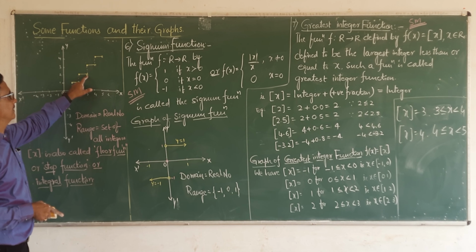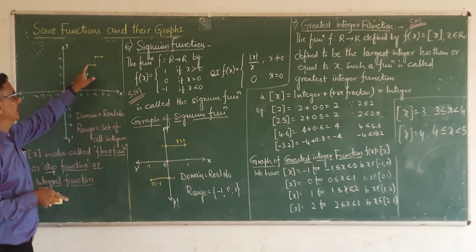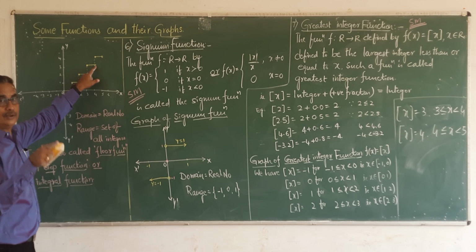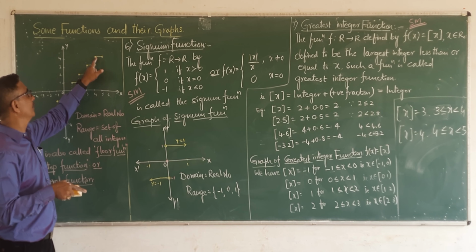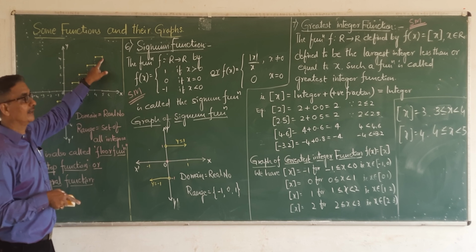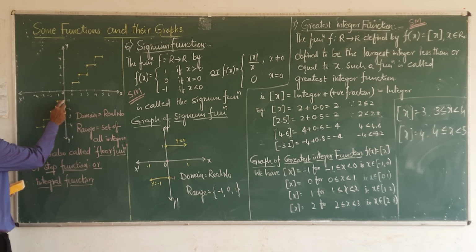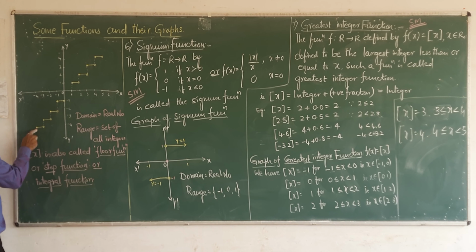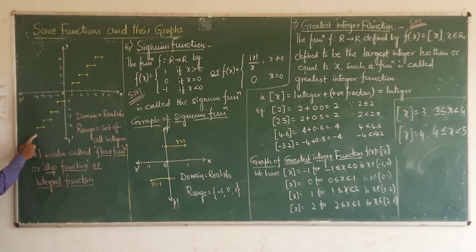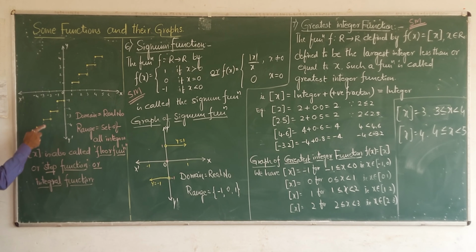Then at x = 3, 3 ≤ x is a circle with shade, and x < 4 is only an open circle. Then 4 ≤ x is a circle with shade, and x < 5 is an open circle. Similarly, if you take negative numbers like -1 ≤ x, -2 ≤ x, -3 ≤ x, -4 ≤ x, -5 ≤ x, each gets a circle with shade on the left and an open circle like this. This is the graph of the greatest integer function.